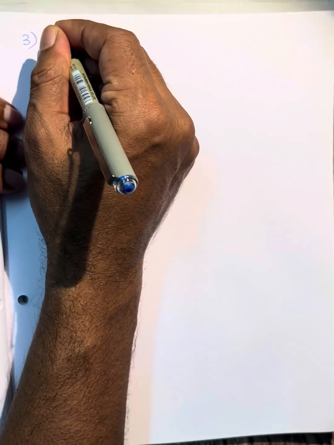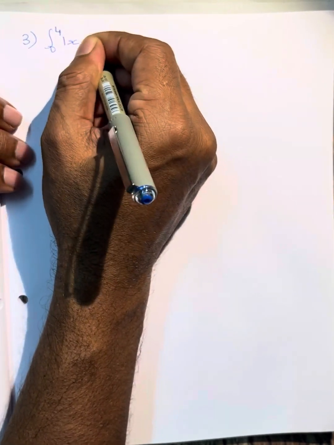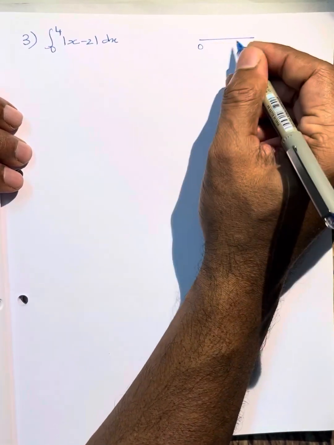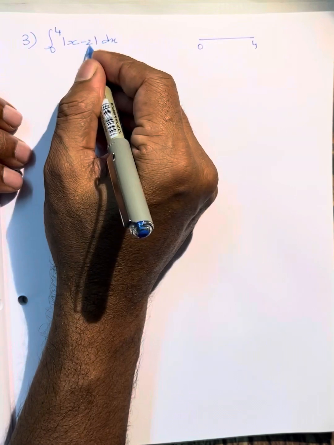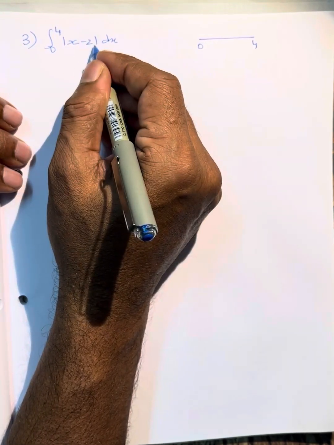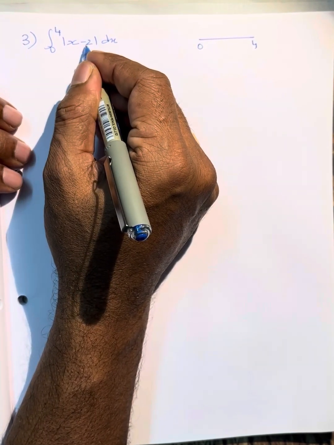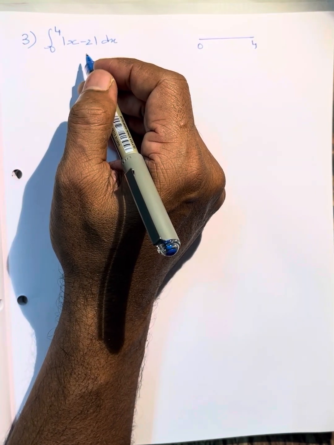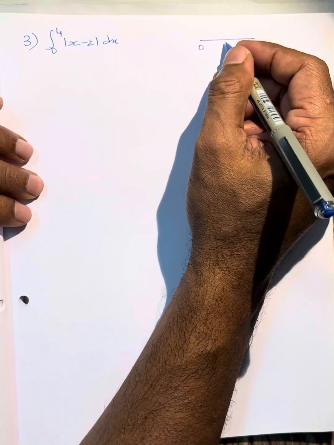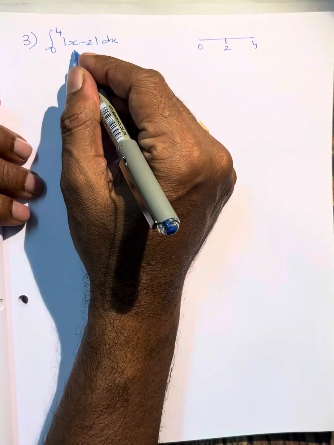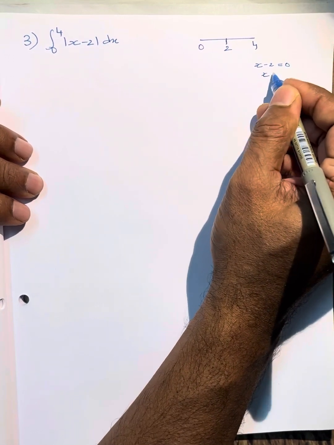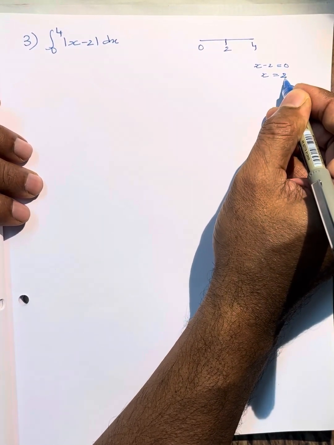Integral 0 to 4 modulus x minus 2 dx. You need to integrate from 0 to 4. But your modulus function, that is x minus 2, the critical point of x minus 2, that means where x minus 2 becomes 0, is at the point 2. How do I get that? When you equate x minus 2 equal to 0, you will get x equal to 2. That is how I got the number 2.